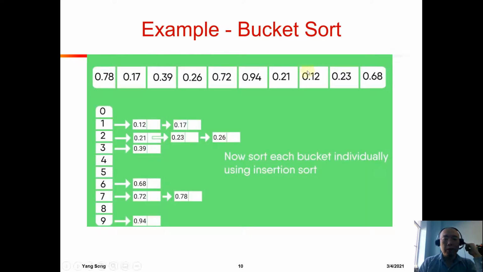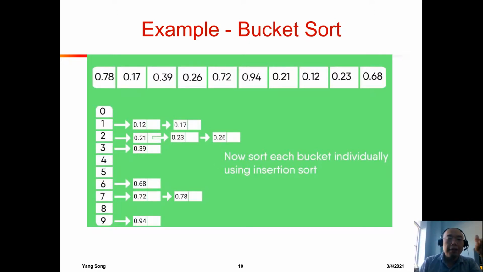Say those are the values I want to sort, and I'm creating a total of 10 buckets. So the first bucket is from 0 to 0.1, and the second bucket is from 0.1 to 0.2. As you can see, from 0.1 to 0.2 we have 0.17, and we also have 0.12. Those two values are in the same bucket, but inside each bucket there will be a linked list, and all the values are sorted from low to high.